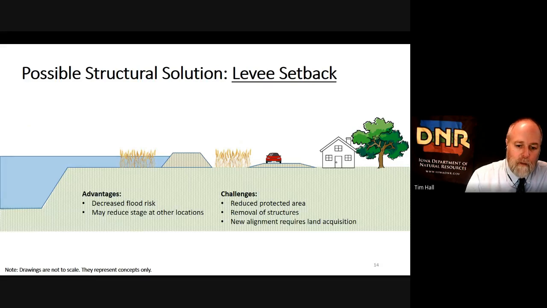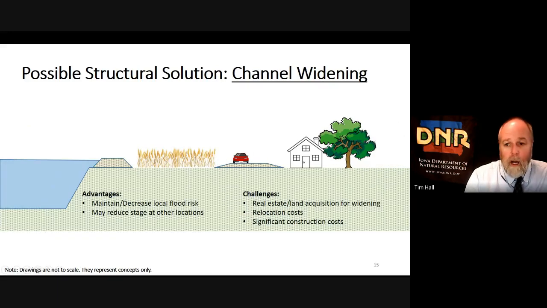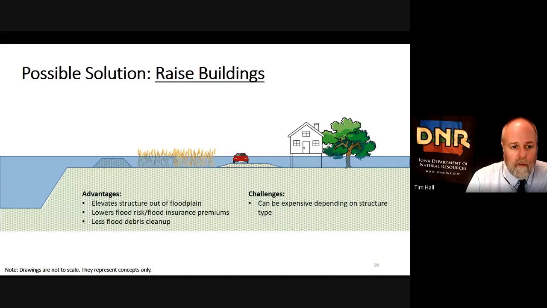This is another possible solution. Could widen the channel, particularly in areas where there may be pinch points. We could widen the channel. There are advantages to decreasing flood risk, but there's also some significant costs. There has to be potentially some real estate land acquisition for widening. So there's a downside to this solution. It might be a good one, it might not. We'll have to work through that.